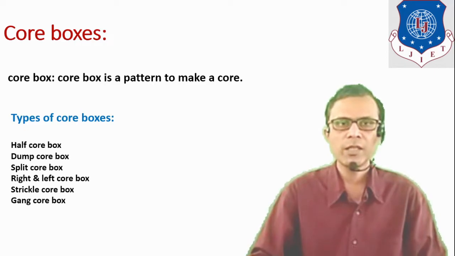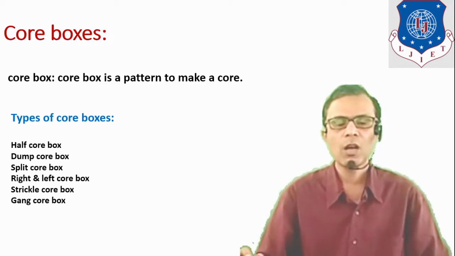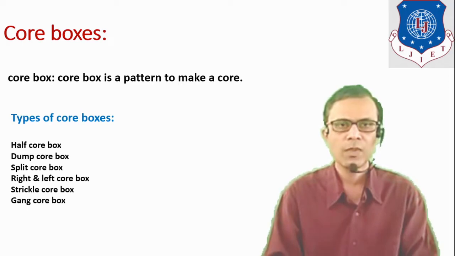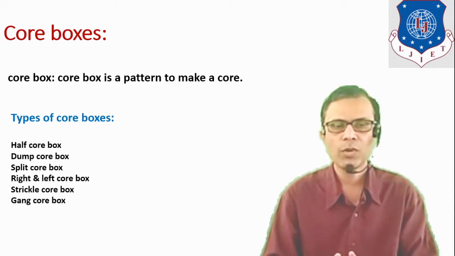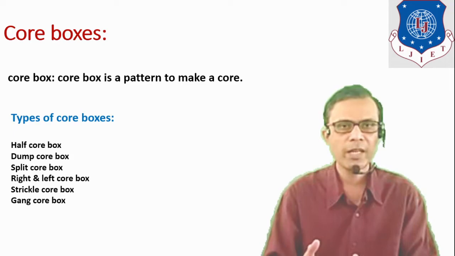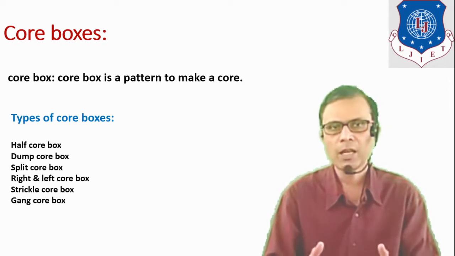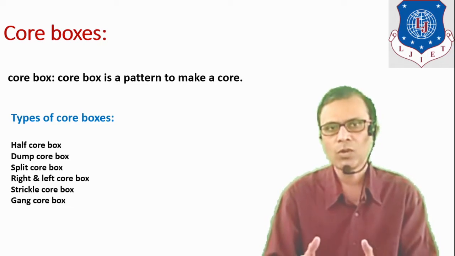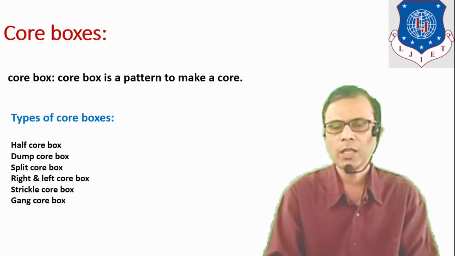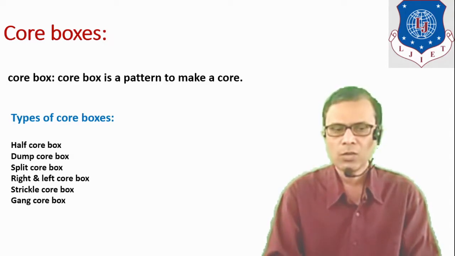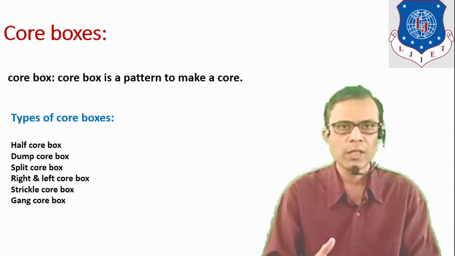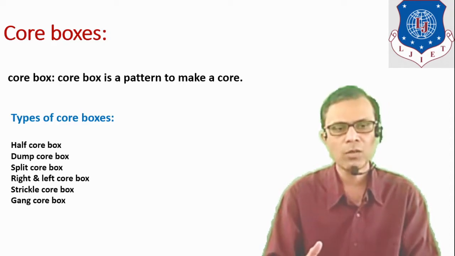The next topic is the core box. Now, how can a core be produced? We know that if we want to produce a casting, we require a mold, and to produce a mold we require a pattern. A pattern is a duplicate, or a replica, of the casting which we want to produce. In a similar way, if we want to make a core, it will also require a pattern. So actually, a core box is a pattern to make a core.